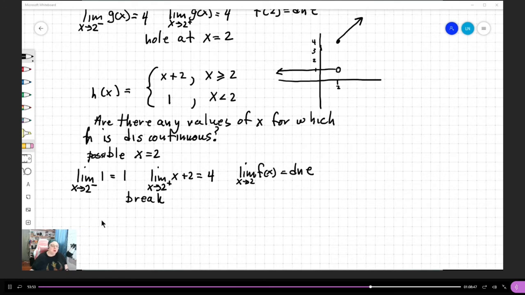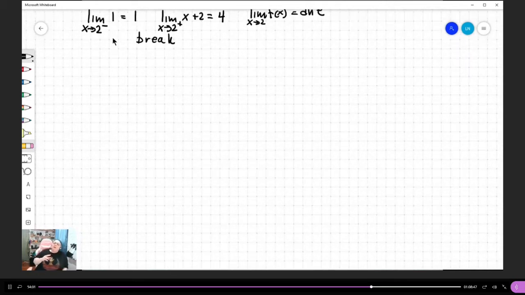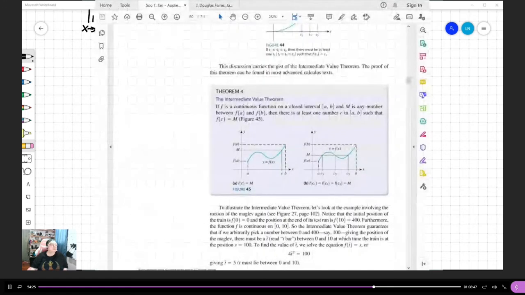Another consequence of continuity. If we know a function is continuous everywhere, then there are things we can tell about that function. One of them is the Intermediate Value Theorem. Rather than redraw this on my whiteboard, I'm just going to use the purple box. The Intermediate Value Theorem says if f is a continuous function on a closed interval a, b, and m is any number between f of a and f of b, then there's at least one number c in the interval from a to b such that f of c is m.